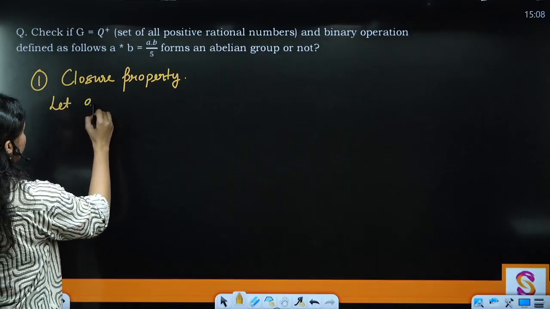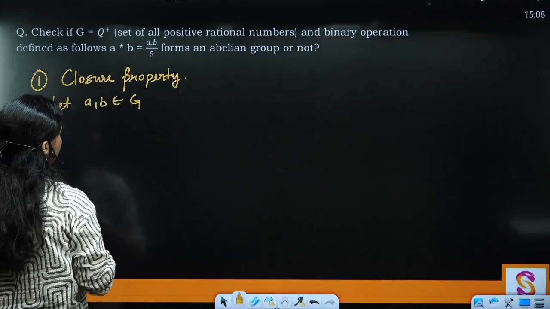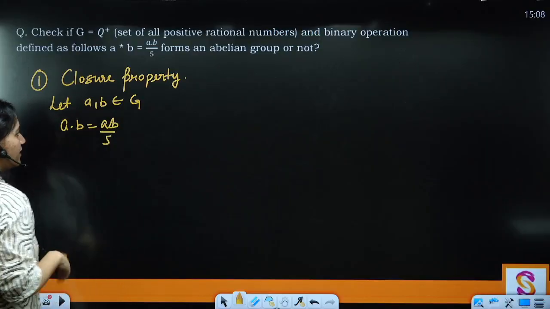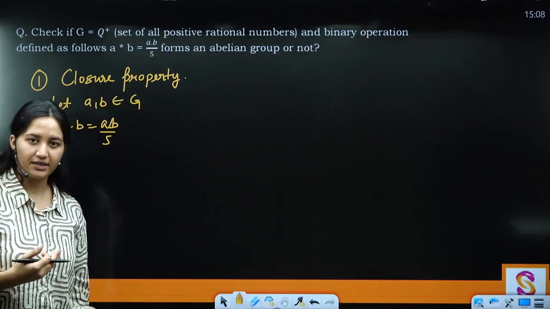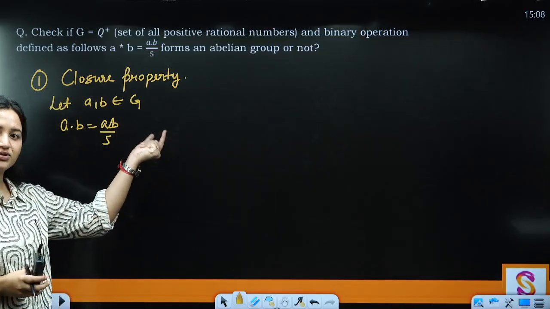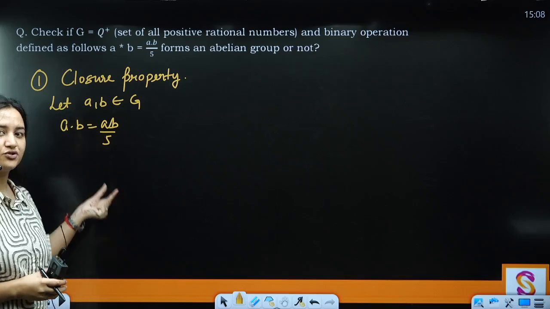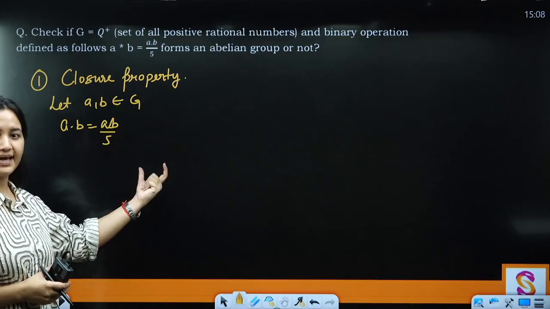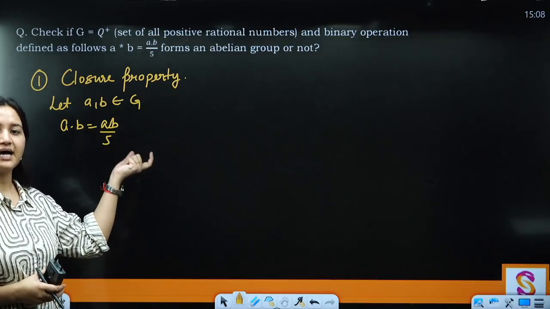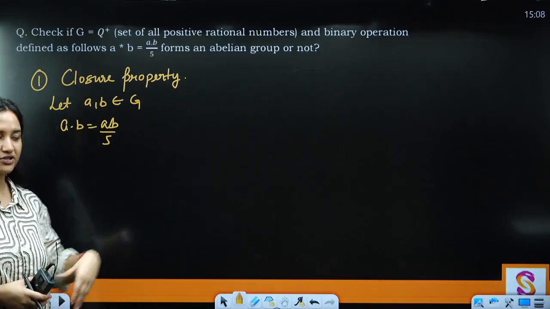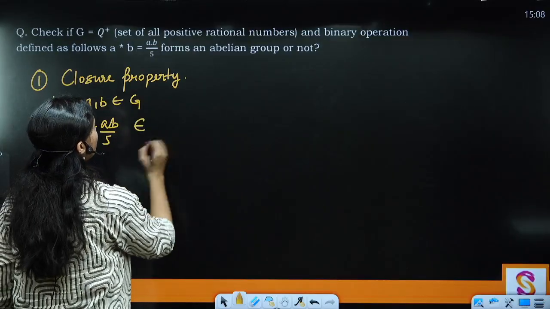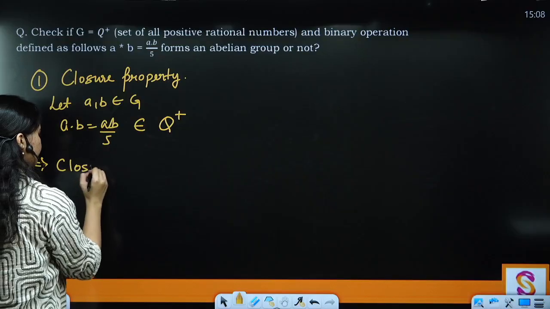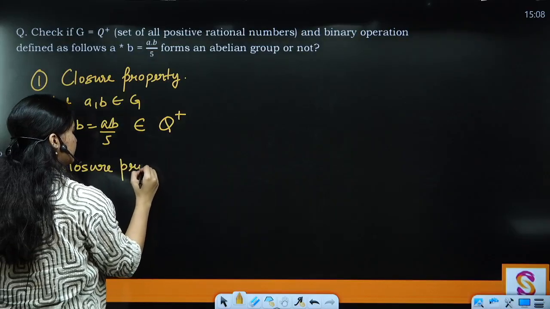Let a, b belong to G. Now a ∘ b equals ab by 5. Since a and b are both positive rational numbers, a ∘ b is also going to be a rational number, and 5 is also a positive rational number. So if I'm dividing a positive rational number by another positive rational number, the answer is again a positive rational number only. So this again belongs to Q plus. So this implies that the closure property is satisfied, right?